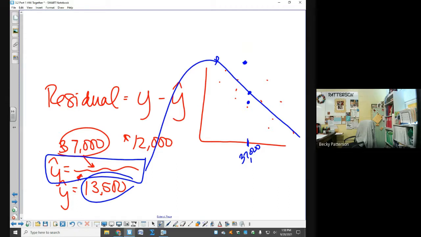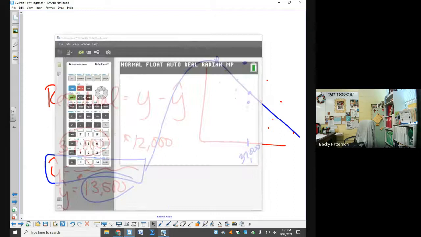So if you don't see it there, what have you not done? You haven't let your calculator find the equation yet. Your calculator will not offer to find you the residuals until you allow it to get the equation. You have to do that step first. Then you go to L3.